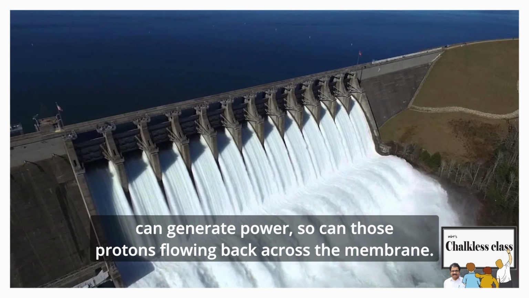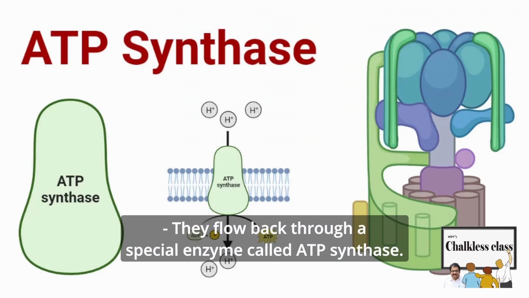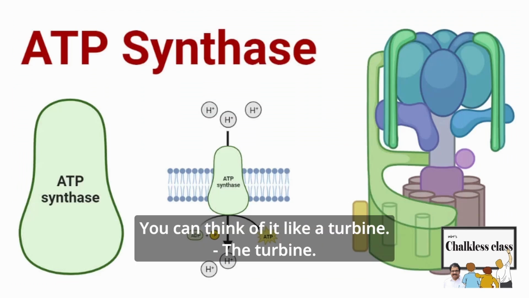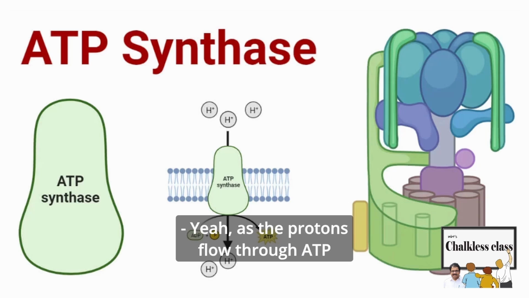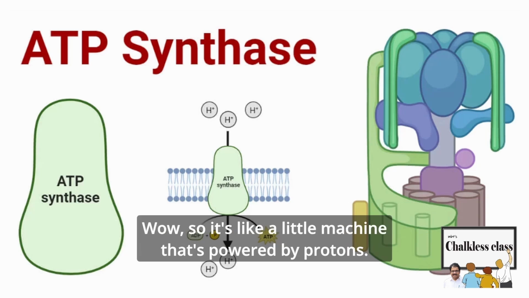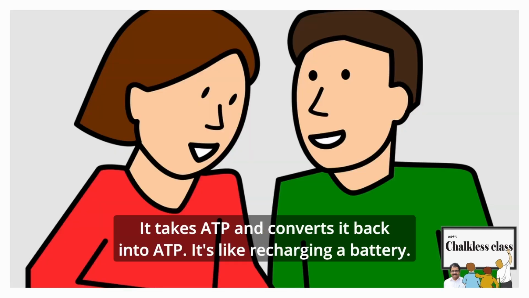back across the membrane. Okay, so how do they get back across? They flow back through a special enzyme called ATP synthase. ATP synthase, that sounds important. It is. You can think of it like a turbine. The turbine. Yeah, as the protons flow through ATP synthase, it spins, and that spinning motion is used to make ATP. Wow, so it's like a little machine that's powered by protons. Exactly. It takes ADP and converts it back into ATP. It's like recharging a battery.